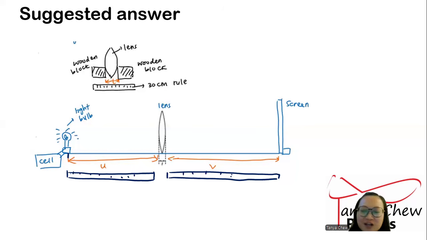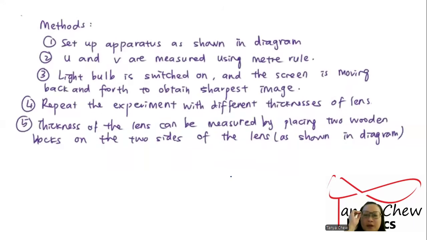This is one of the past year questions, so U and V are already explained in the question, so I can use the symbols. U means object distance. V means image distance. U and V are measured using a meter rule. I didn't draw it, so I have to explain. The light bulb is switched on, and the screen is moved back and forth to obtain the sharpest image.